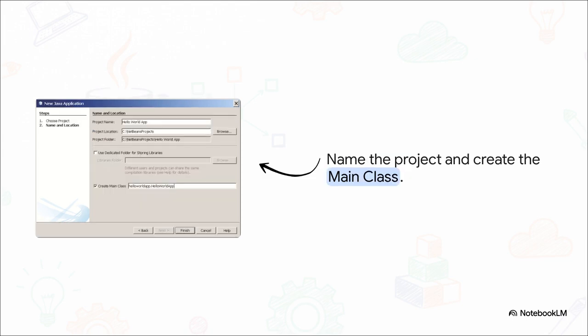Next, the wizard is going to ask you for a name and location. Let's keep it simple and type Hello World App right there in the project name field. Then look down at the bottom of the window, make sure that Create Main Class box is checked, and name it helloworldapp.helloworldapp. When you click Finish, NetBeans goes ahead and does all the heavy lifting for you. It automatically generates a source file with the foundational code already typed out.